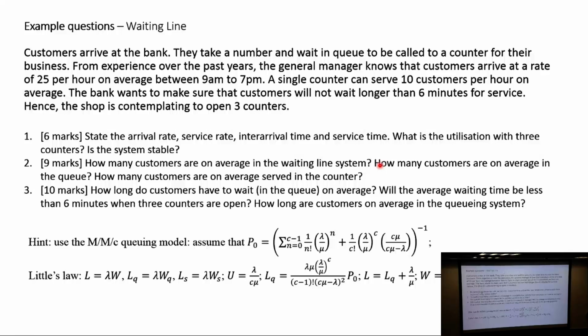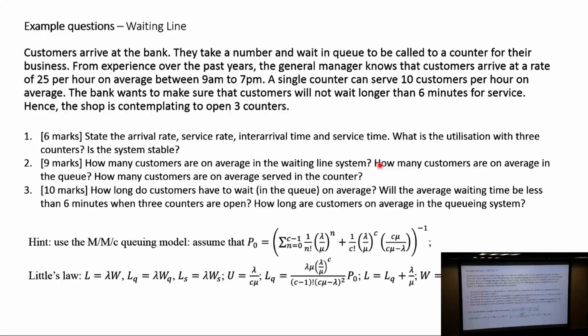And we have pretty traditional questions. What is the arrival rate, service rate, inter-arrival time, and service time? Those are normal questions. What is the utilization of the 3 counters, and is the system stable? We also need to calculate the average number of customers in the system and in the waiting line, in the queue. So this is basically the traditional thing, and those are the given formulas.